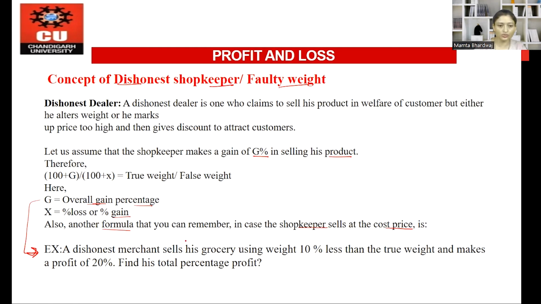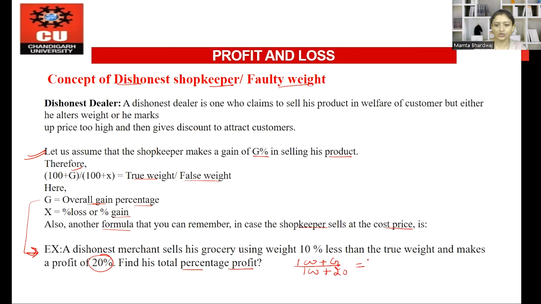So we can do the same question by using this approach. We need to find out the total profit percentage, meaning the overall gain percent. So we have to calculate the value of G. So (100 + G)/(100 + X), where X is his profit, which is 20, equals true weight upon false weight.